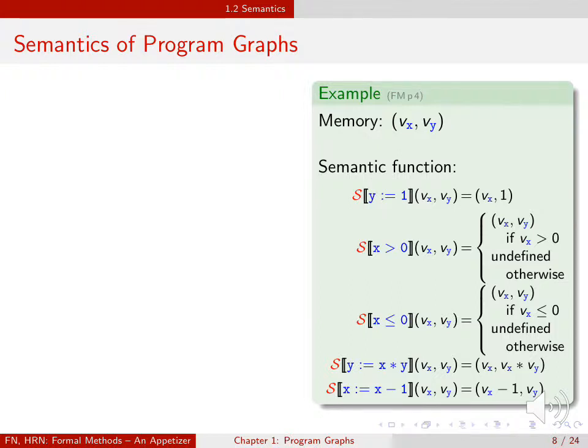For the assignment where y is becoming 1, if the start memory has the values Vx and Vy for x and y, then the end memory still has Vx as a value for x, but 1 as a value for y. For passing, if x is greater than 0, the end memory will be the same as the start memory, only if the condition is satisfied. Otherwise, it will be undefined to indicate that we cannot perform the action. Similarly for passing if x is less than or equal to 0.